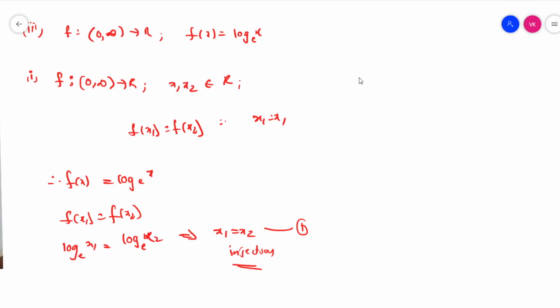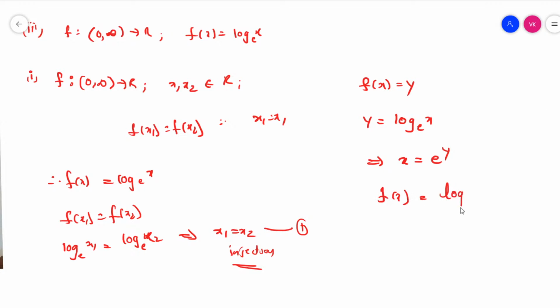So we know that f of x is equal to y. Then we can write y is equal to log x base e. Using the basics of logarithms, we can directly write x is equal to e power of y.